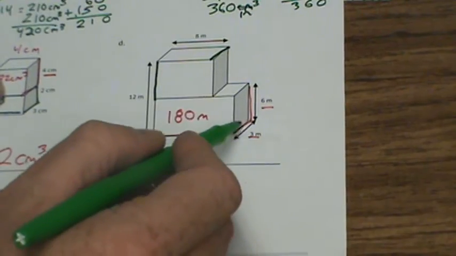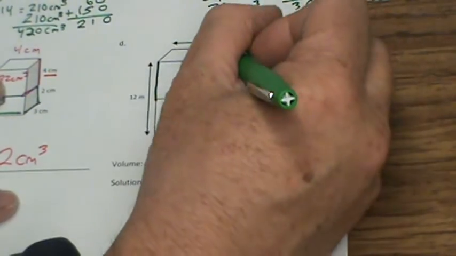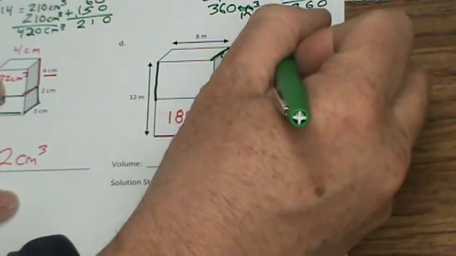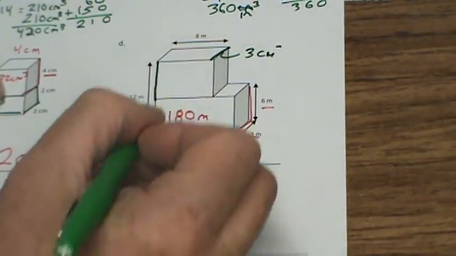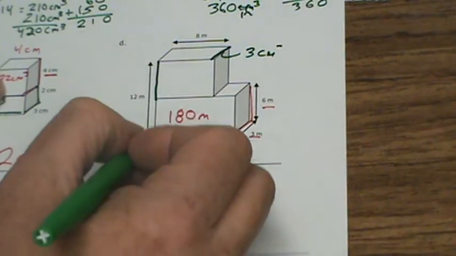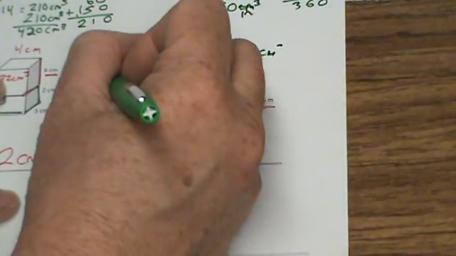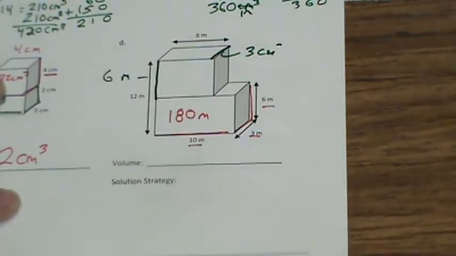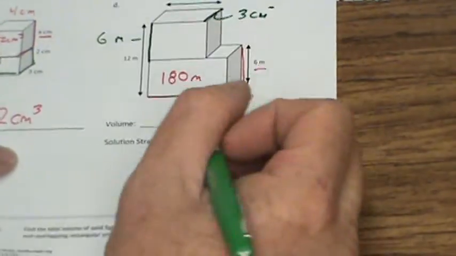So I know by looking down here, this is going to be 3. And looking at the height, well, this is 6. This from here to here is 12. What's half of 12? You got it, 6. So now all I have to do is 6 times 3 times 8.